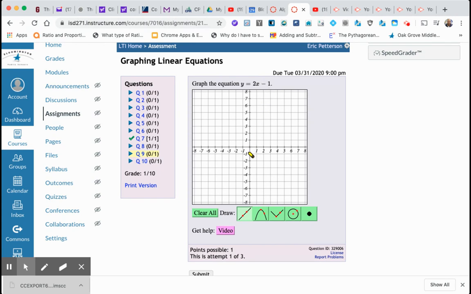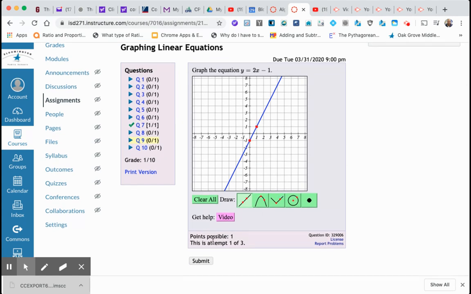So I'm going to put a point on the y-axis of -1, and then I'm going to use a slope of +2. That means I'm going to go up 2 and over 1, and I'm going to put another point down right there. So let's see if I did that correctly. My slope is up 2 and over 1, and 2 divided by 1 is equal to 2, and my y-intercept is -1. So I think I've done that one correctly.